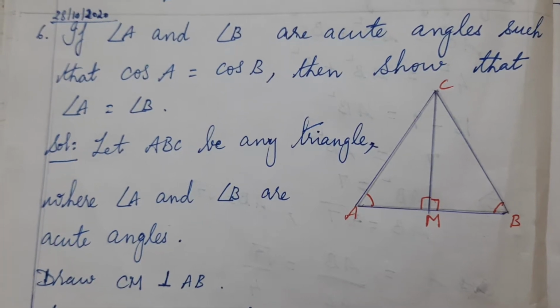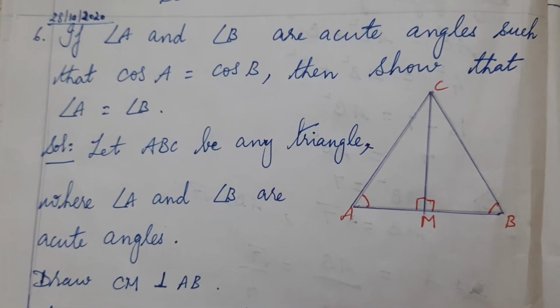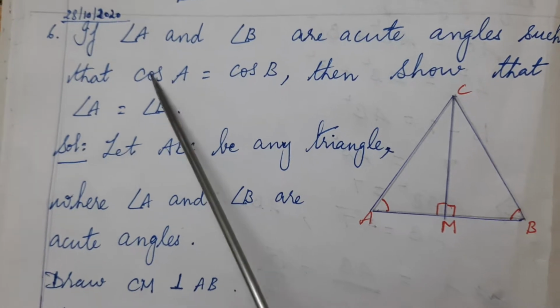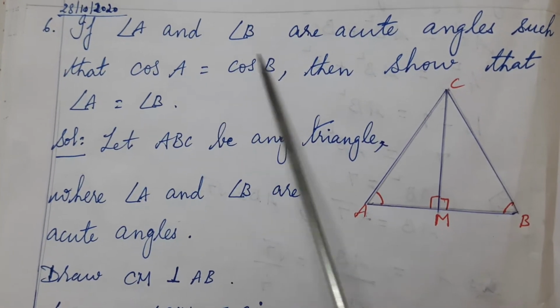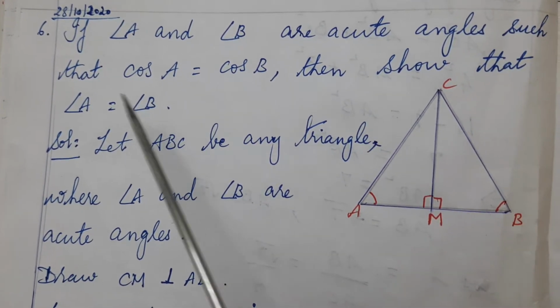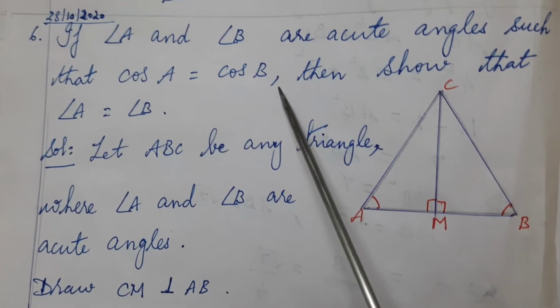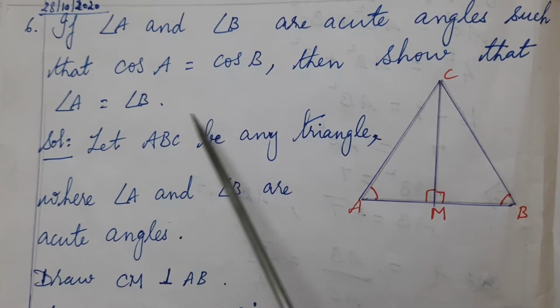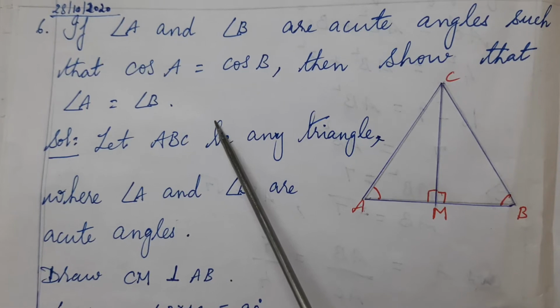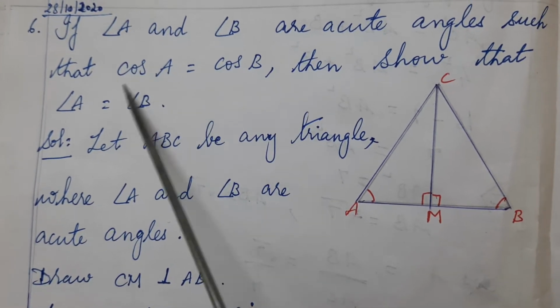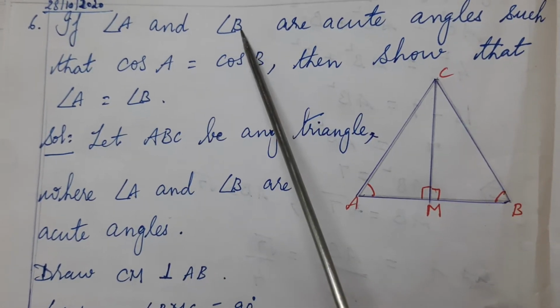Dear children, today we are going to solve the sixth problem in exercise 8.1. If angle A and angle B are acute angles such that cos A is equal to cos B, then show that angle A is equal to angle B. Here the condition given is cos A is equal to cos B, and A and B are acute angles.